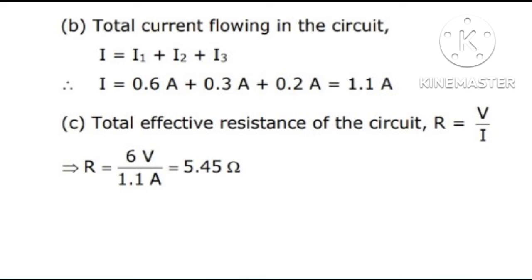Now we have to answer the last question. That means the total effective resistance of the circuit. From Ohm's law we have R is equal to V by I. Then we have V as 6 volt and total current I is equal to 1.1 amperes. Then substitute the values of V and I. We will get R is equal to 6 volt divided by 1.1 amperes, that is 5.45 ohm.